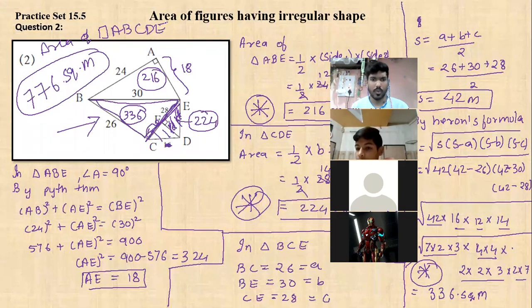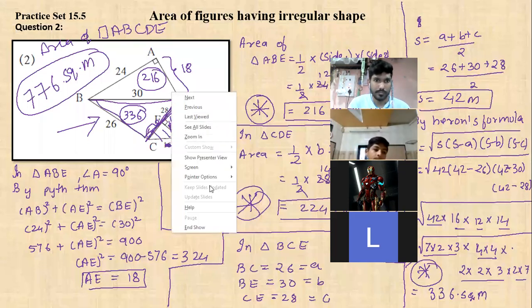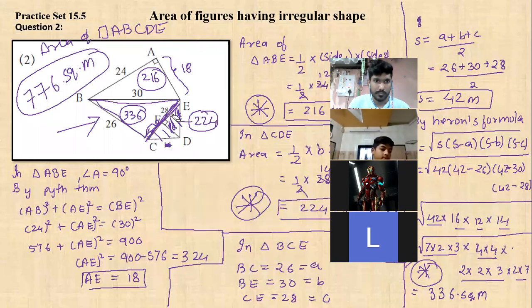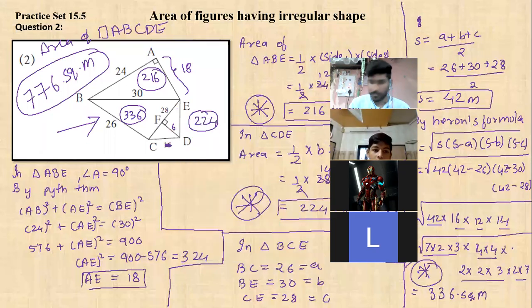Go through the sum, everybody, from start to end. One, note this change: this is 16. FD is 16 and not CD. You can correct it.